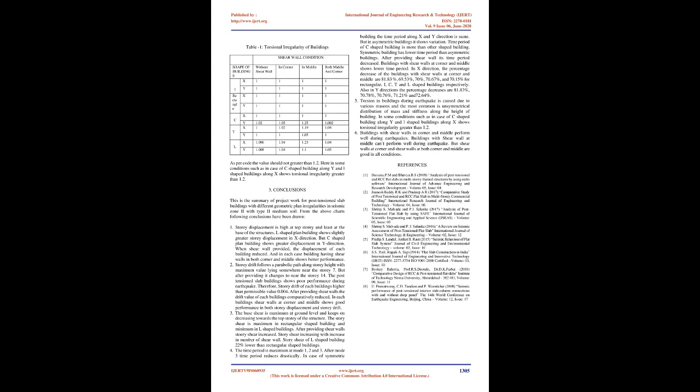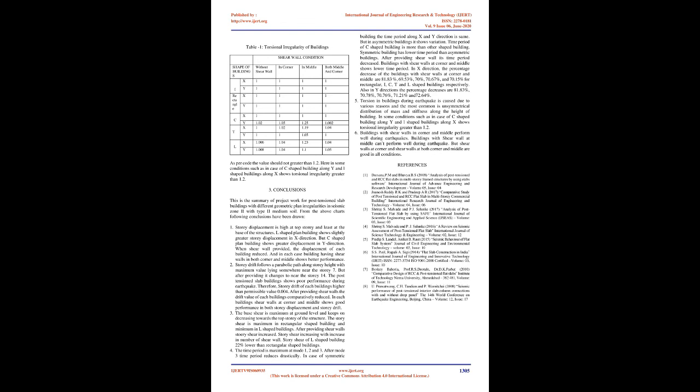4. The time period is maximum at modes 1, 2, and 3. After mode 3, time period reduces drastically. In the case of symmetric building, the time period along X and Y direction is the same, but in asymmetric buildings it shows variation. Time period of C-shaped building is more than other shaped buildings. Symmetric buildings have lower time period than asymmetric buildings. After providing shear walls, the time period decreased. Buildings with shear walls at corner and middle show lower time period.